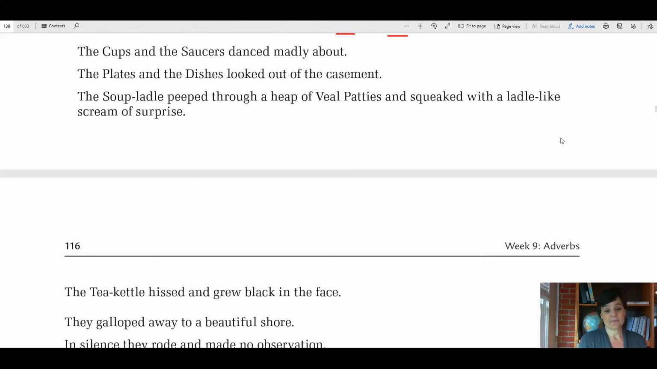Make sure you got them right. Okay. The cups and saucers danced madly about. Okay. The verb is danced. Cups and saucers are your subjects. Okay. Looked is your verb. Plates, dishes. Okay. Peeped is a verb. Squeaked. See, here's your and. And soup ladle is your subject.